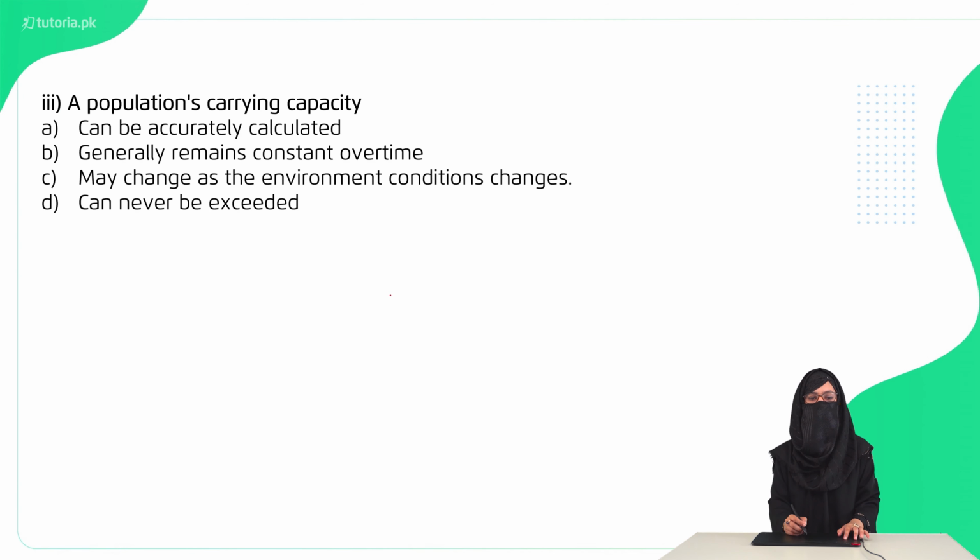Question 3: a population's carrying capacity can be accurately calculated, generally remains constant over time, may change as the environment changes, or can never be exceeded. The right option is option C, may change as the environment changes.